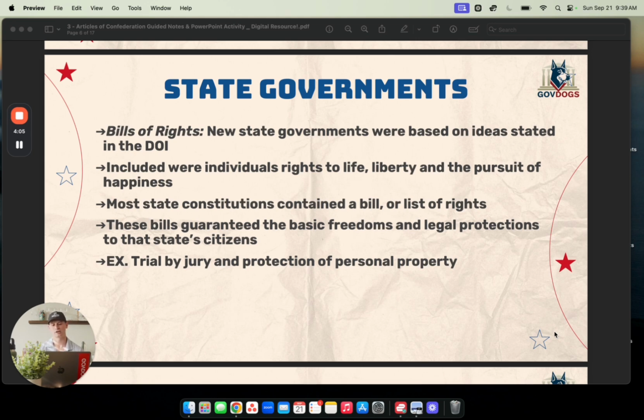An example of this could be a trial by jury and protection of personal property, so nobody can go around and start stealing your personal property. But basically every constitution that you see, whether it's a state level or the U.S. federal government, will have some sort of Bill of Rights just outlining what rights are protected by the government.